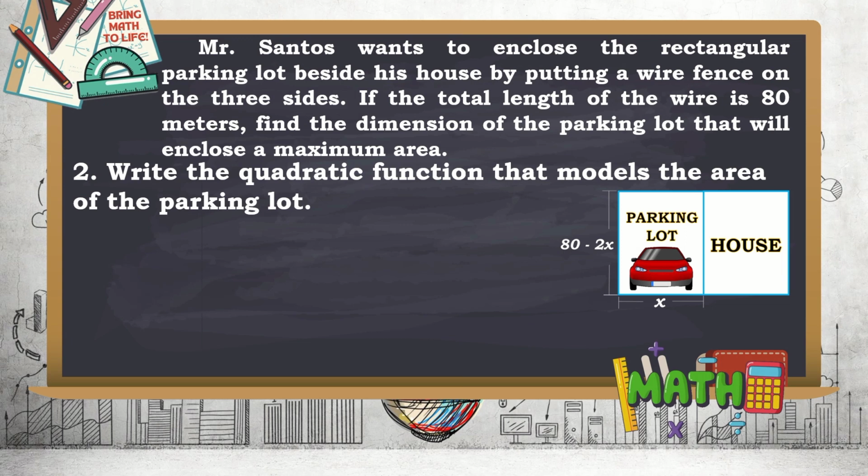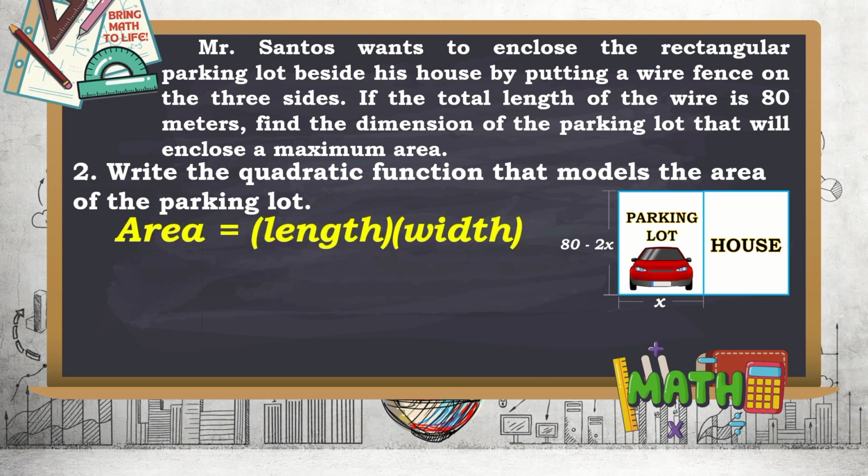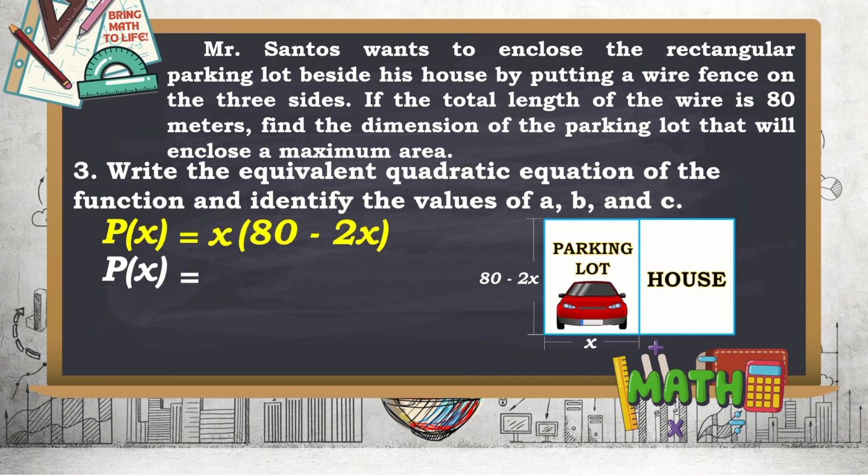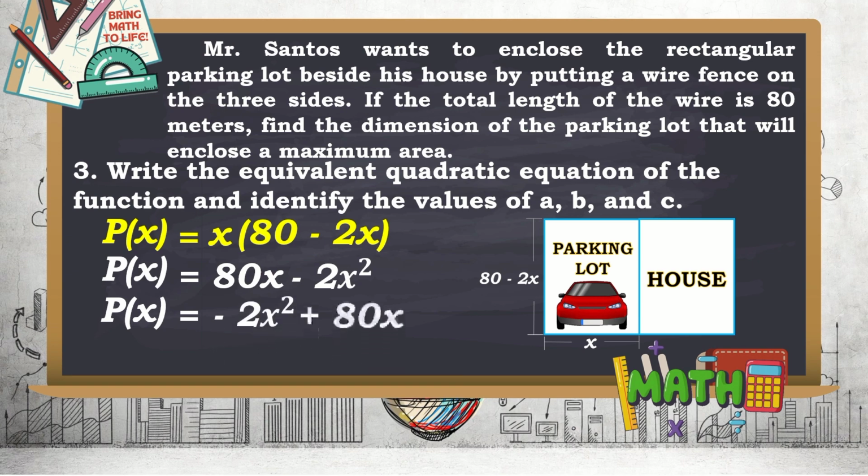Take note, area is equal to length times the width. And we say area is denoted as P of x. So we have P of x is equal to x times 80 minus 2x, which is the length and the width of the rectangle. P of x is equal to x times 80 is 80x. X times negative 2x is negative 2x squared. Arranging that in standard form, we have negative 2x squared plus 80x. Then the value of a is negative 2, b is 80, c is 0.